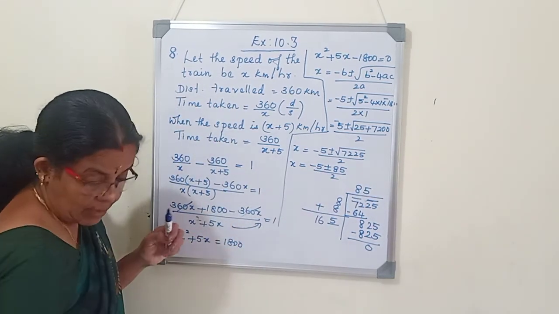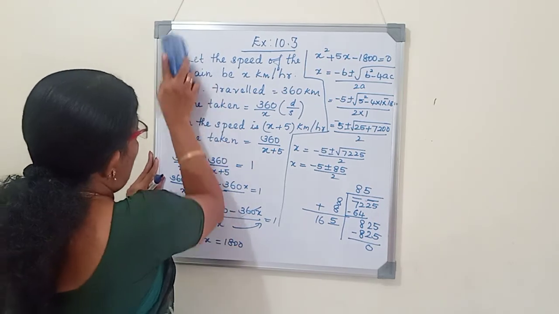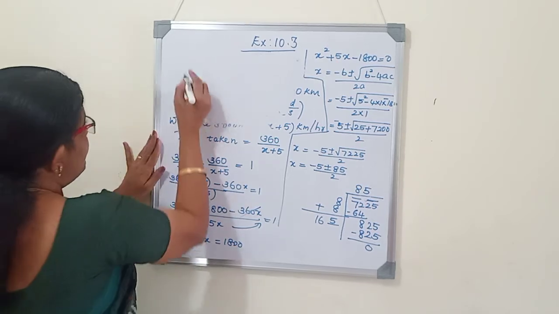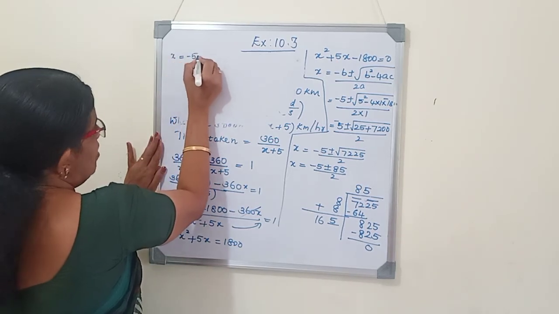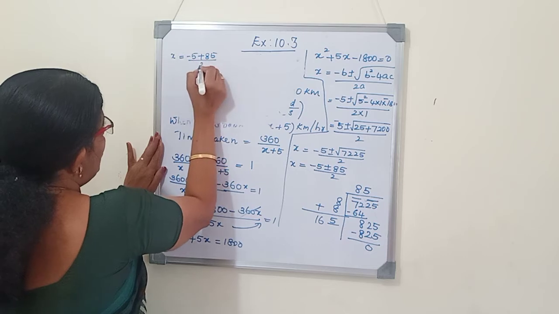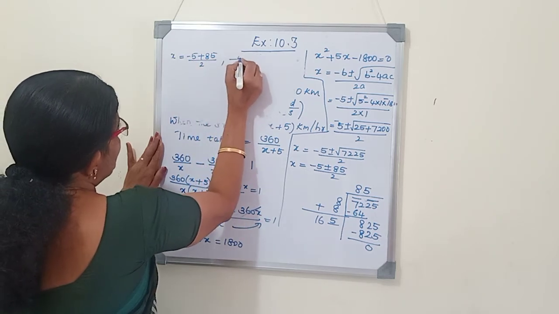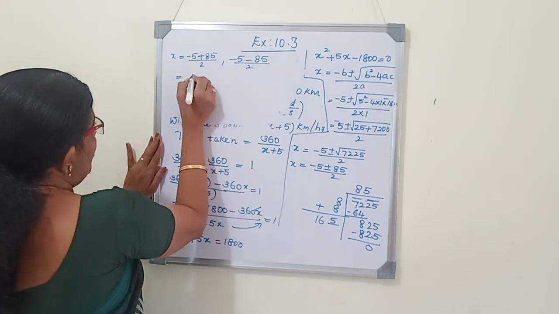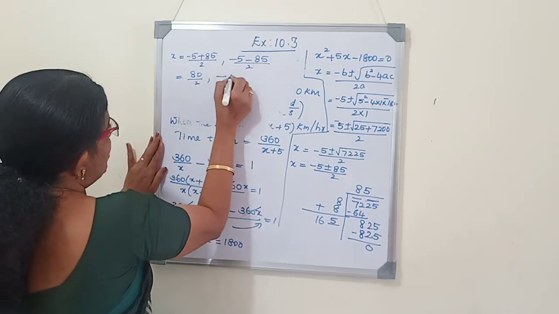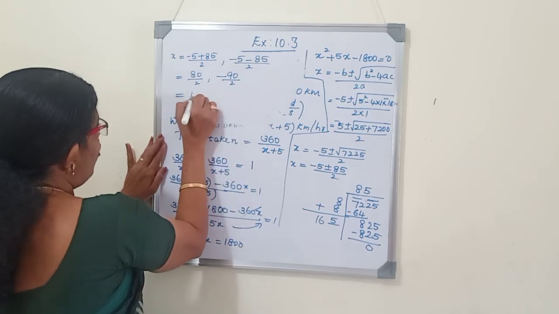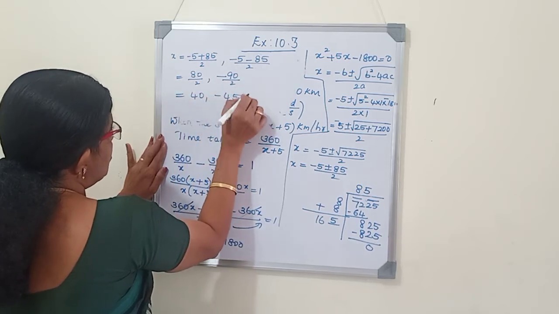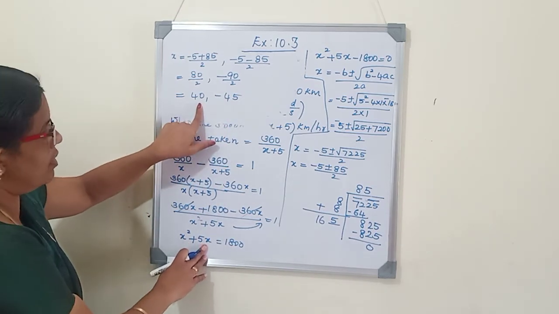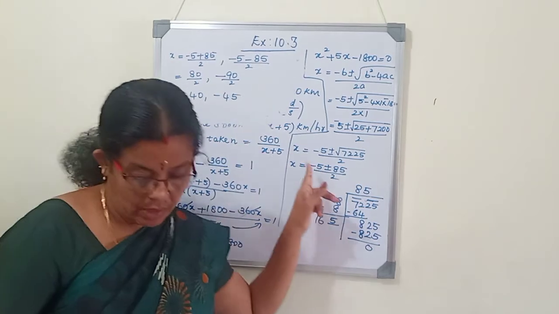Now we will separate it. We will write x equals minus 5 plus 85 by 2, or minus 5 minus 85 by 2. So 85 minus 5, 80 by 2. Here minus 90 by 2. 40 and minus 45. As it is the speed of the train, we will consider the positive number. Therefore, the speed of the train is 40 km per hour.